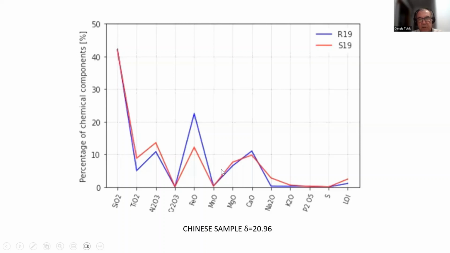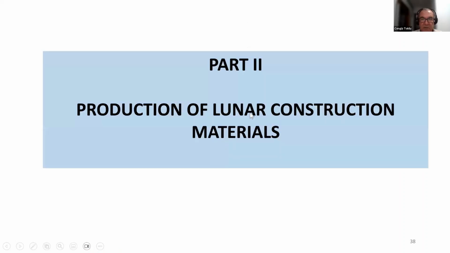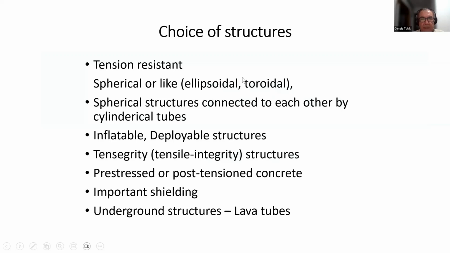So now we are working on another project so that we will use more soils, more types of samples in order to approach better the soils coming from other places, from Moon or from Mars. Now, coming to the lunar construction materials, I am trying to be quick. Now, of course, Professor Benaroya will talk about these things in his speech.